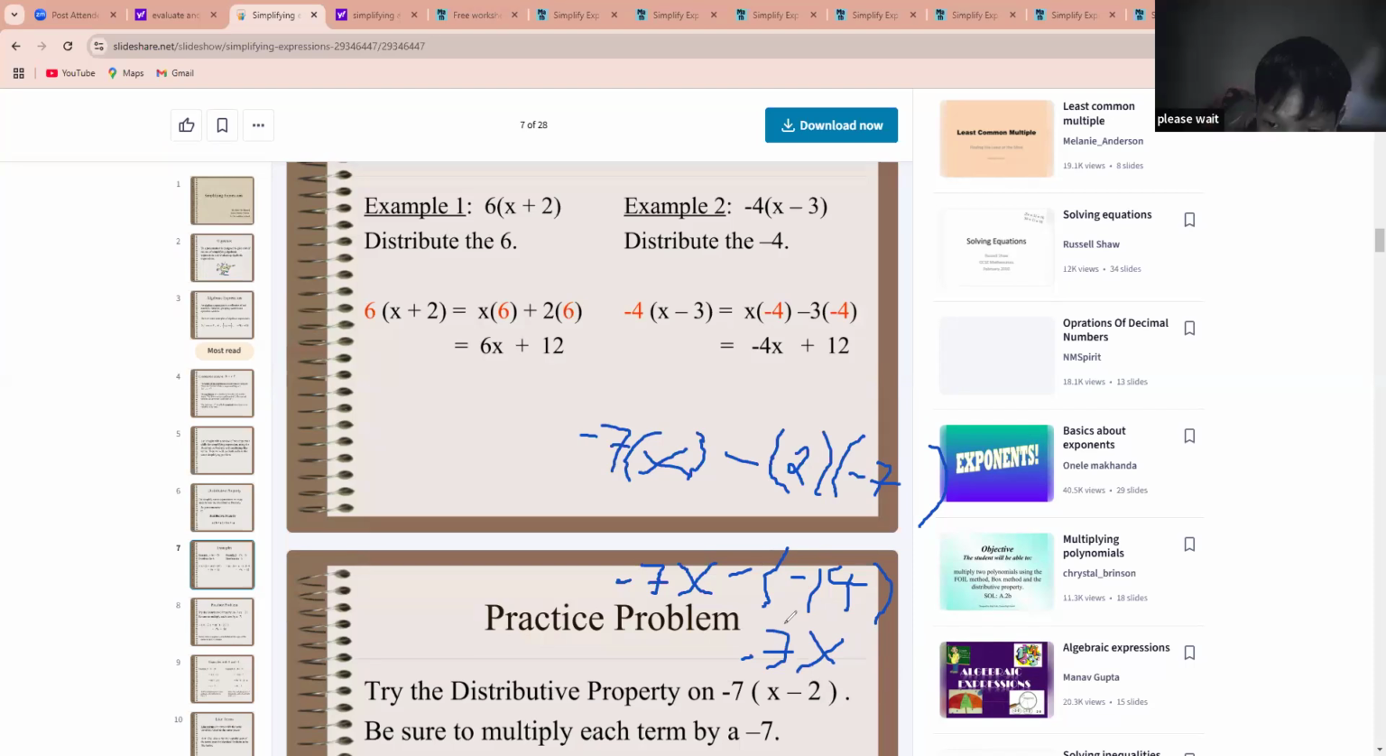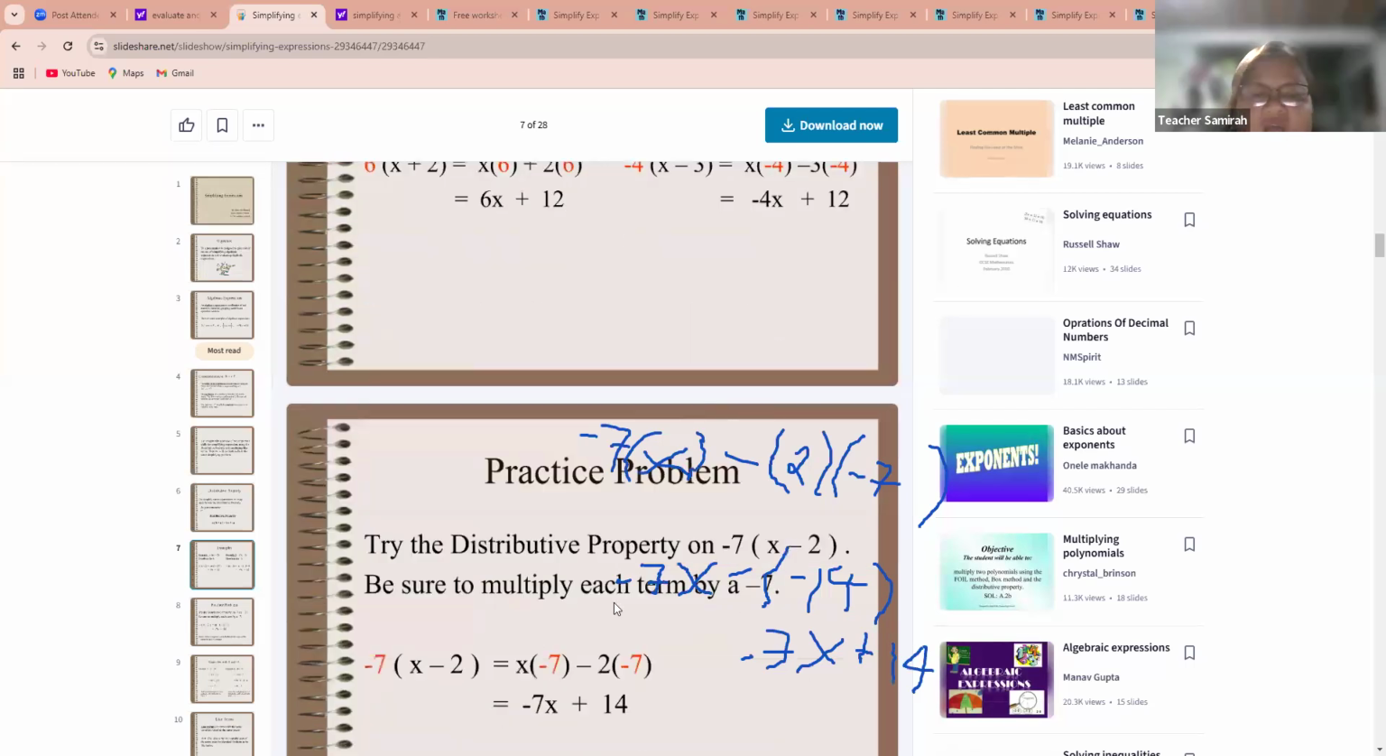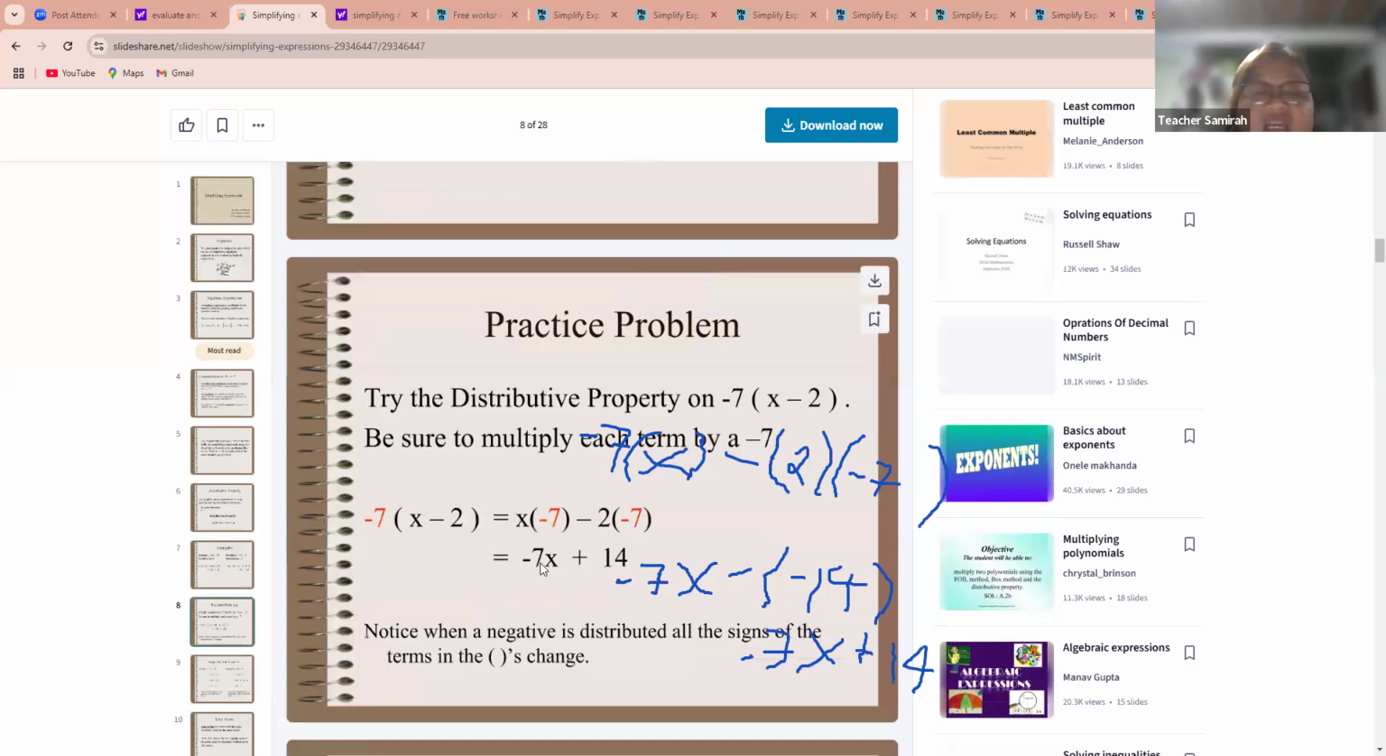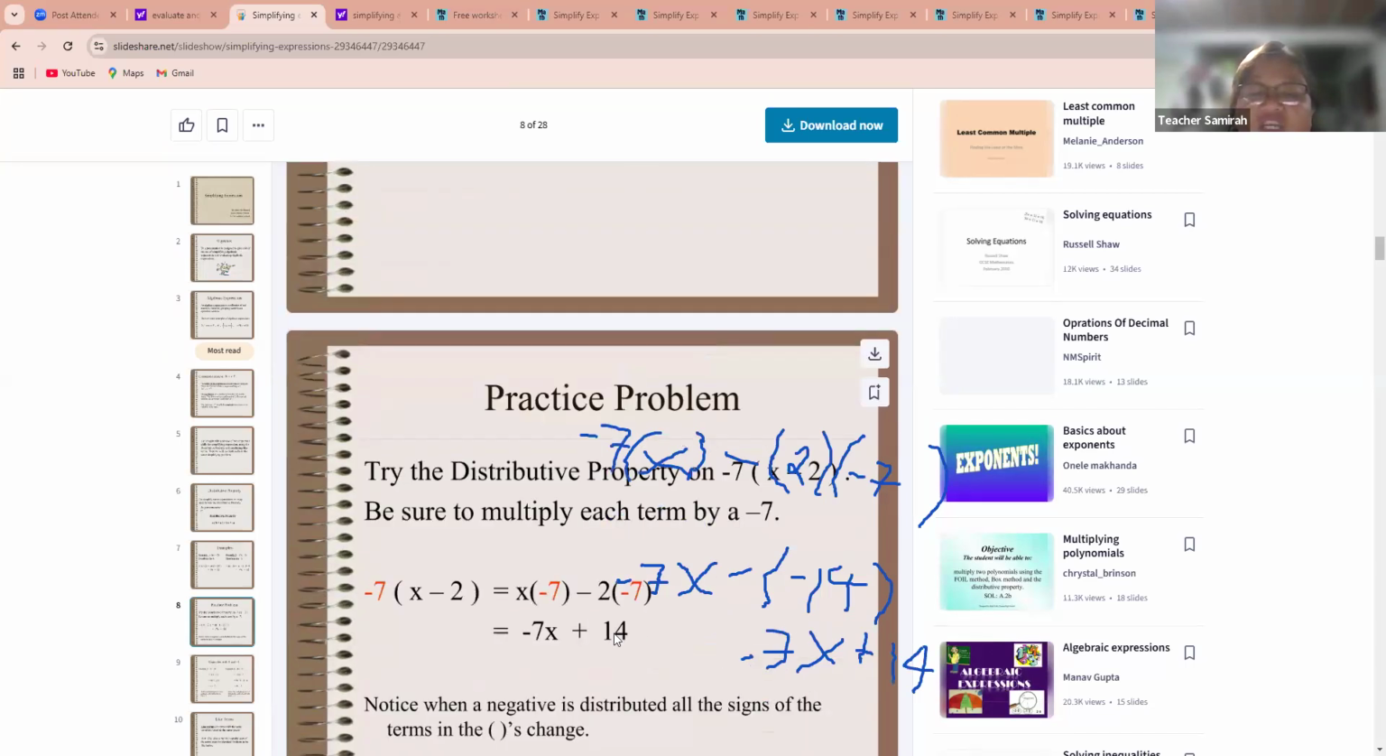Negative... is it positive or negative? Positive, because negative times negative is positive. Very good. So positive 14. Therefore, our answer will be negative 7x plus 14. So we may actually look at it and check if we have the correct answer. Look at this: negative 7x plus 14. So the answer is actually correct, which is negative 7x plus 14.